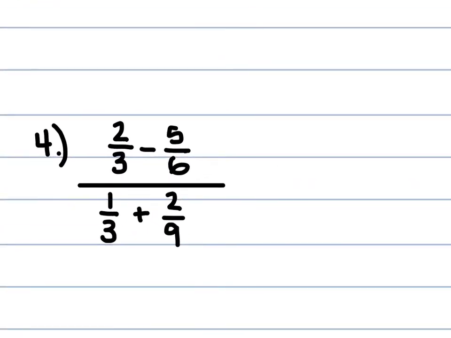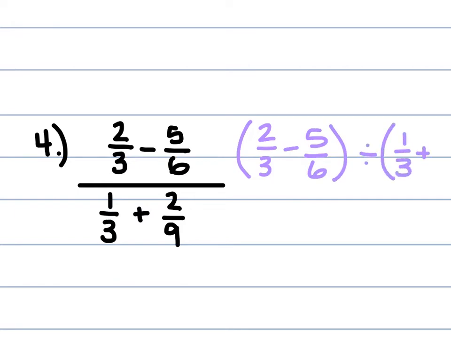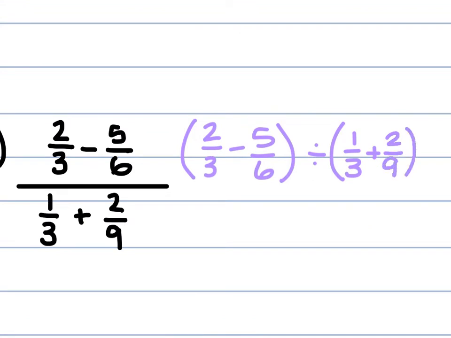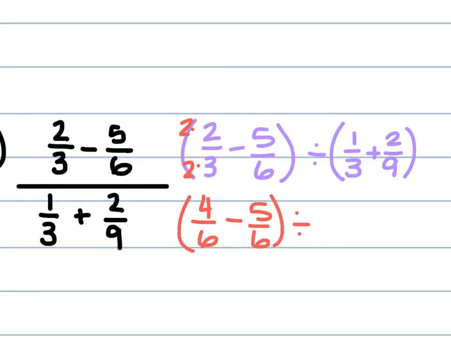For 4, we have 2/3 minus 5/6 over, or divided by, 1/3 plus 2/9. So we're going to find the least common denominator between the 3 and the 6, which is 6. Multiply 2 and 3 by 2 to get the 6. It's going to give us 4/6 minus 5/6 divided by your least common multiple between the 3 and the 9, which is 9. So multiply the 3 and the 1 by 3. It's going to give us 3 over 9 plus 2/9.